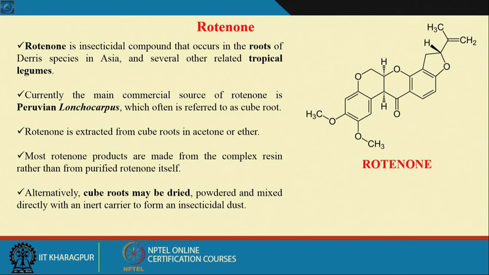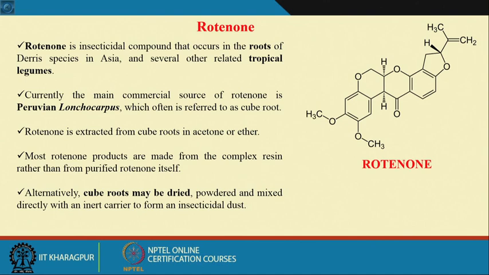Then the rotenone. Rotenone is an insecticidal compound that occurs in the roots of derris species in Asia and several other related tropical legume species. From the roots, we can extract this rotenone. Currently, the main commercial source of rotenone is Peruvian Lonchocarpus, which is often referred to as cube root. So, cube roots are the main source of the rotenone.